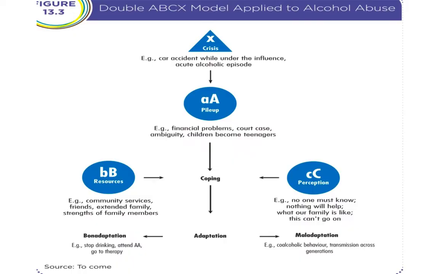Now we revisit the double ABCX model and apply it to alcohol abuse, and you see this example here. Alcoholism has a number of factors similar to chronic illness as well as differences. In alcoholic families, enablers allow the individual to continue to drink without suffering extreme consequences. Family members may also be codependent. The lack of personal boundaries means they take on the drinker's problems, finding meaning and worth in caretaking. They believe they are responsible for whatever happens to the drinker and are at risk of developing a stress-related illness.